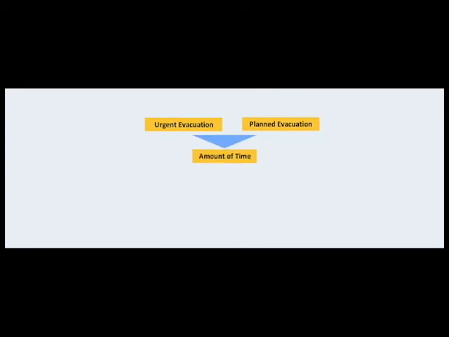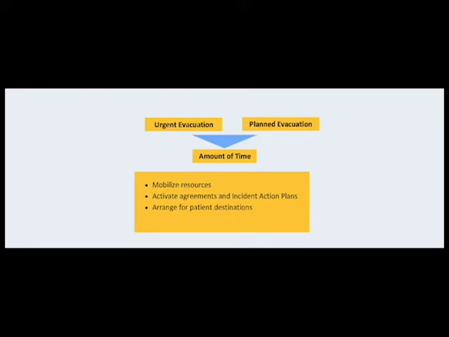An emergent evacuation generally transitions to an urgent evacuation at the point where the immediate danger to life or health dissipates sufficiently so evacuees can pause, regroup, and develop an interim plan for a more orderly course of action. In both urgent and planned evacuations, the steps in the process and the sequence of events are the same. The principal distinction between the two types is the amount of time the organization has to mobilize resources, activate agreements, and develop incident action plans, arrange for suitable patient destinations, and carry out the evacuation.